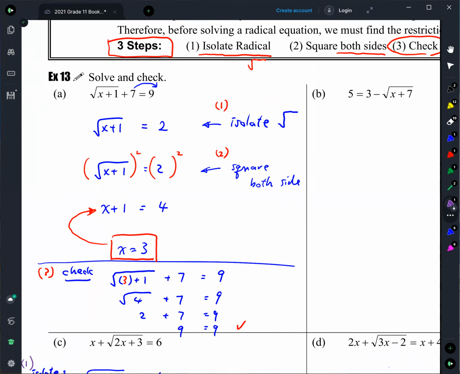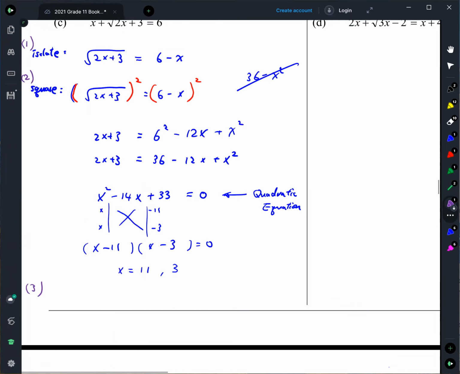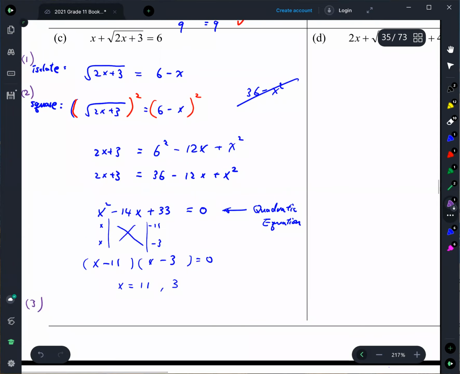Okay, and do you then check afterwards? Yeah, you need to check. Okay, make sure you keep the answers. So we're going to check these two answers. Okay, so step 3 is to check.